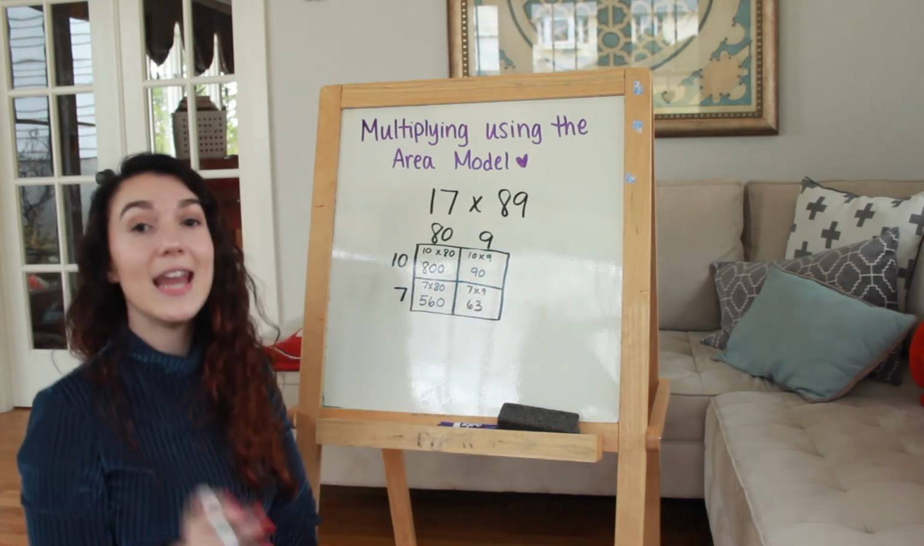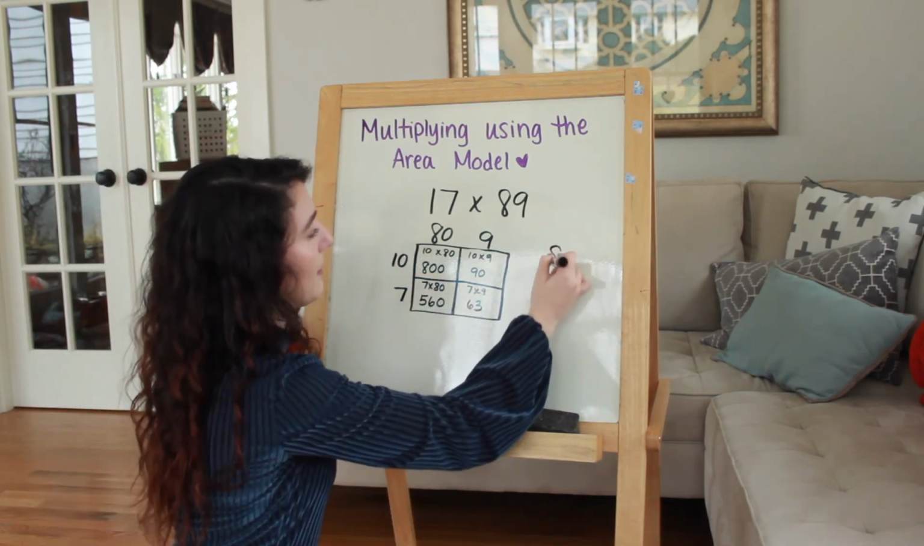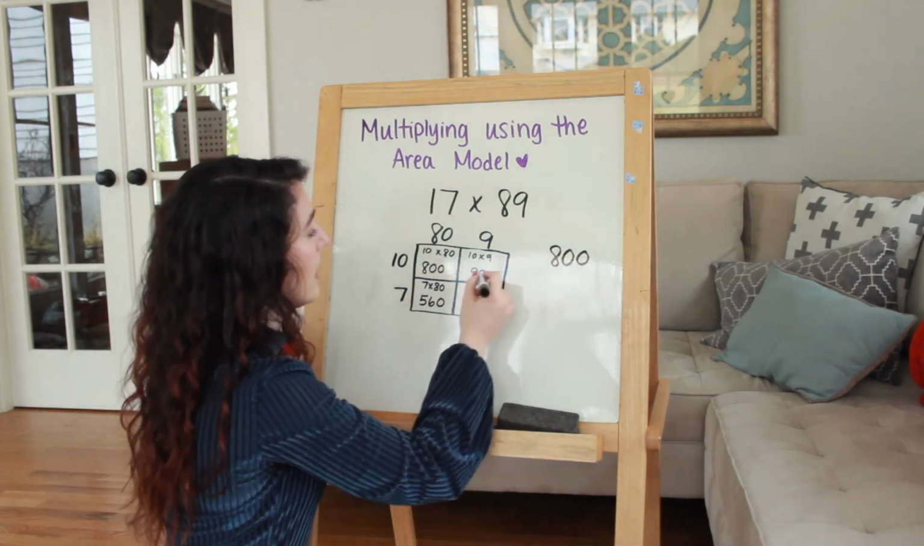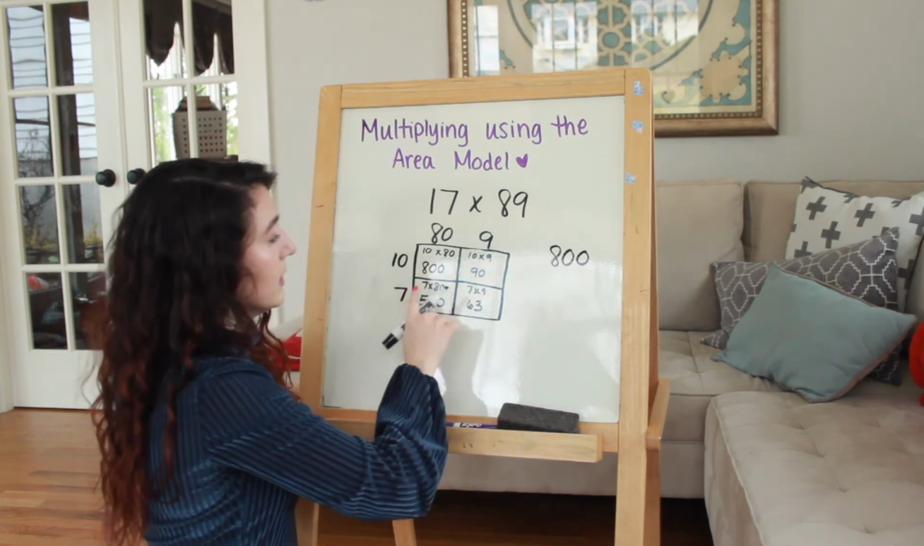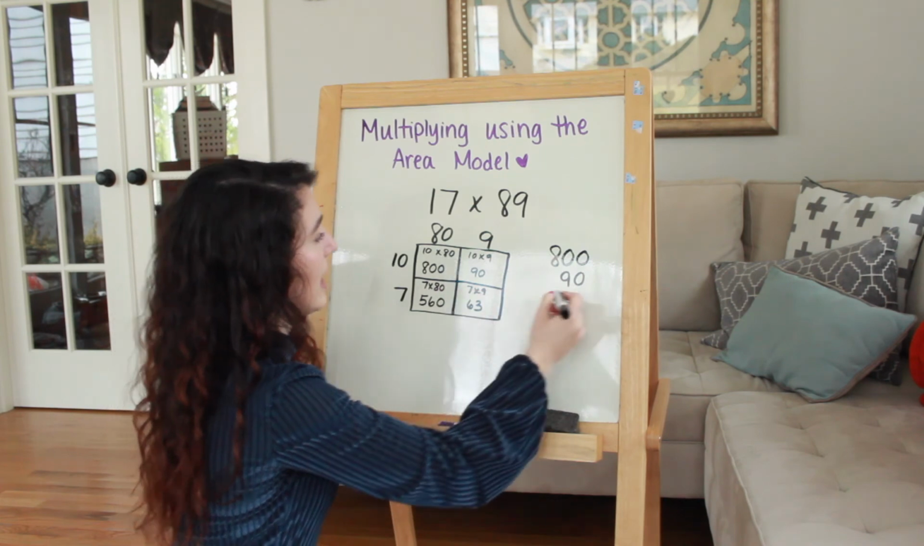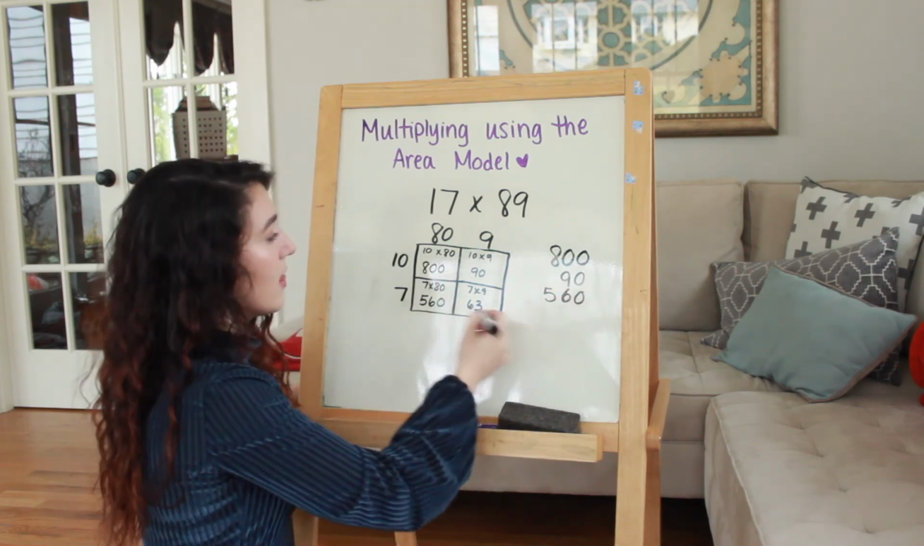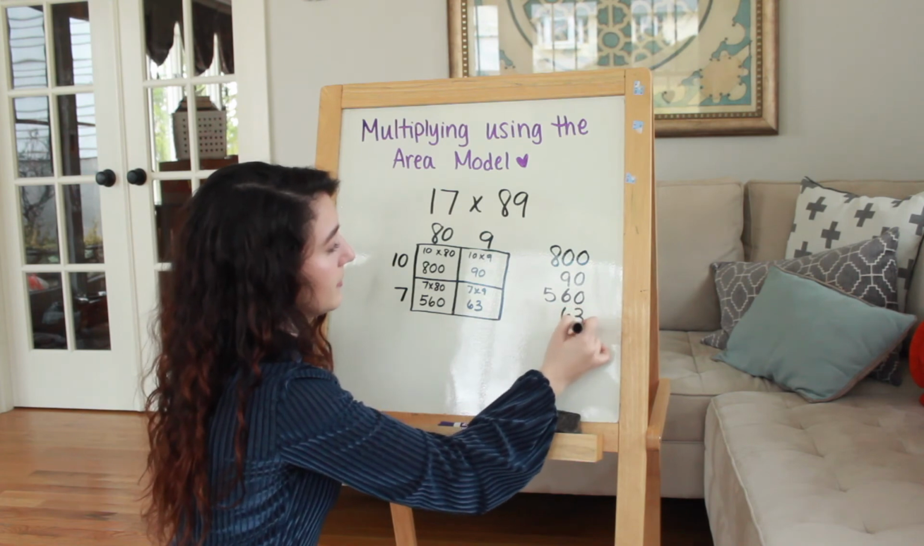All right, now my last step is to add them all up. Again, I'm going to start with my biggest number, my 800 over here. Then I'm going to add my 90. Then I'm going to add my 560. Then I'm going to add my 63.